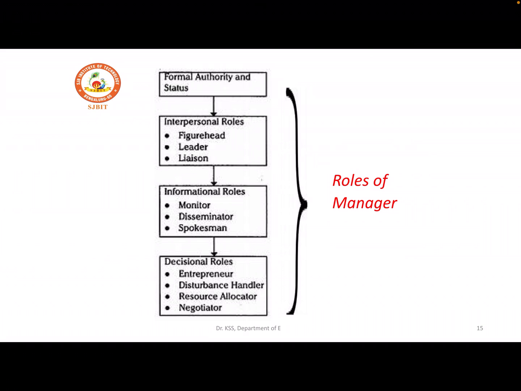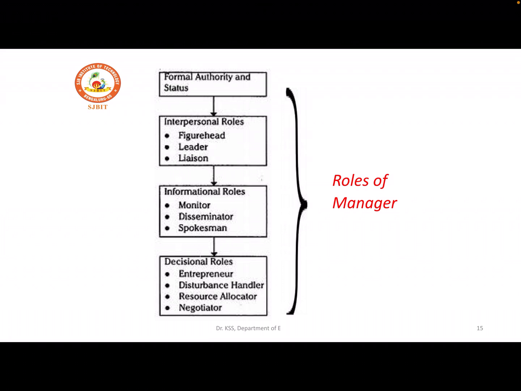After the functions of management, let us see what are the different roles of a manager. The first role of the manager is formal authority and status. First, it is a status: I am the manager, general manager, deputy manager, and so on. It is a formal authority to command the subordinates, and it's also a symbol of status.